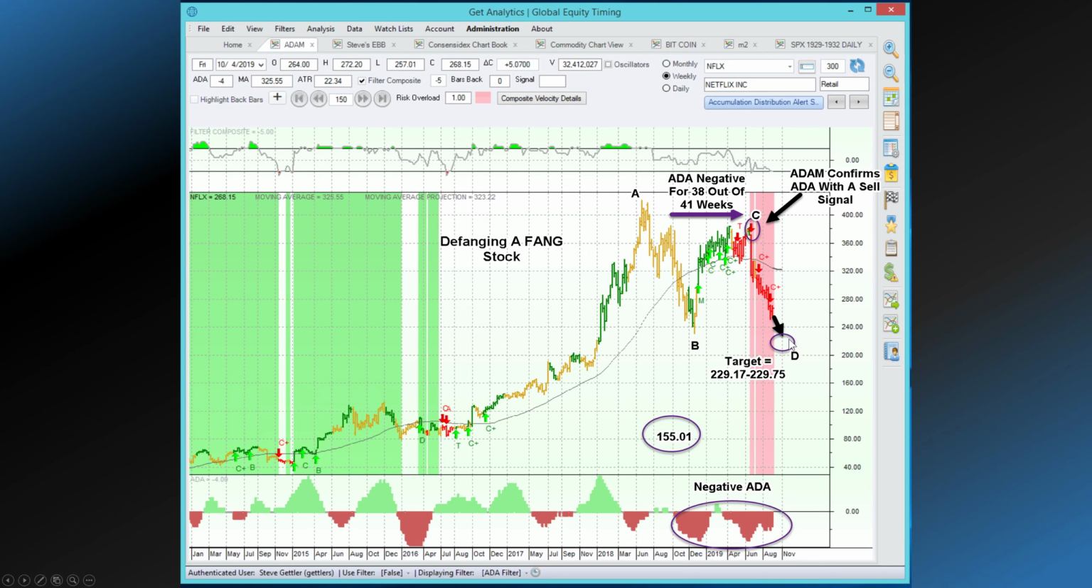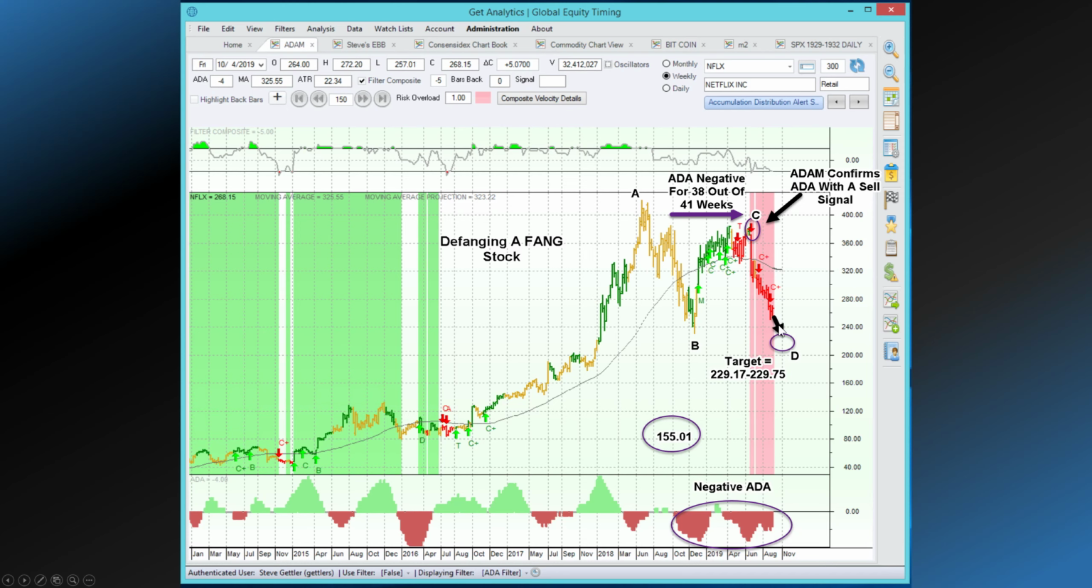What is a measured move and how does it work? Well, you take the distance from here to here, this particular move that went from A to B, and when we get a sell signal, we can expect the next move to be equal in length, or equal in price, to this move. And that's a measured move.